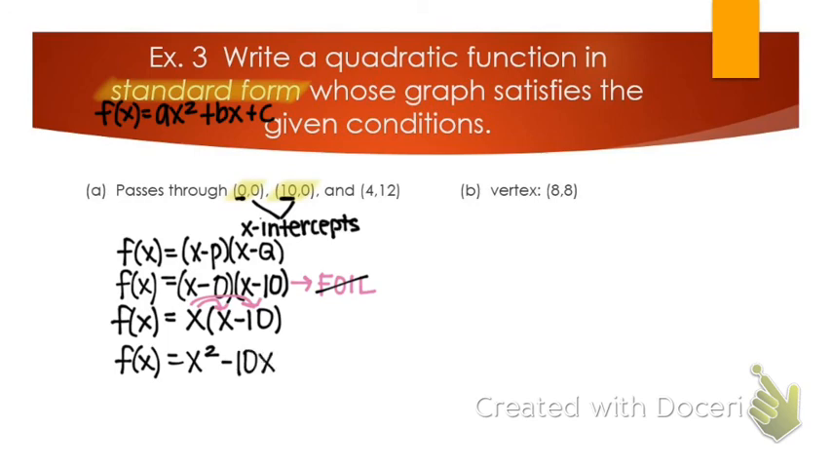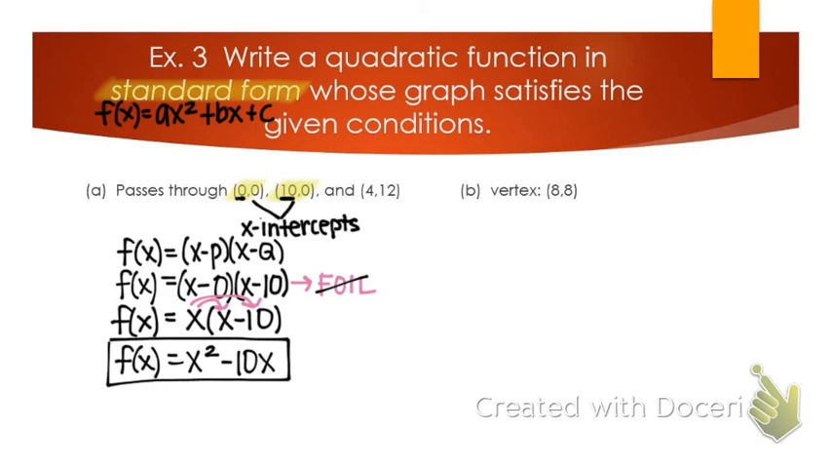Negative 10x. Now, is this standard form? Yes. There's no constant, but that's okay. It has the x squared term and it has the x term. So this is standard form, and that's what they asked us to put it in. Letter B. They tell us that we have a vertex of 8, 8.